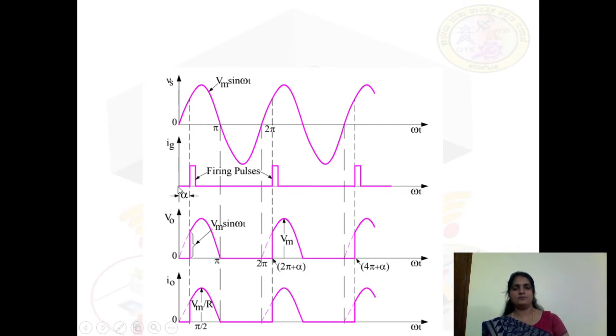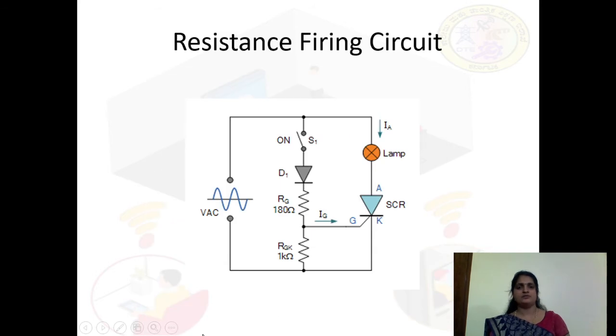These four pulses give the information about the input voltage, the gate current, that is the application of the gate signal, and the output voltage and current due to these firing pulses. And coming to the actual topics, the first one is called the resistance firing circuit.